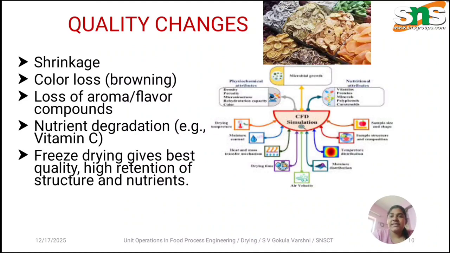Drying can cause several quality changes such as shrinkage, color loss or browning, loss of aroma and flavor components, and nutrient degradation, especially vitamin C. Among all the methods, freeze drying gives the best quality with maximum nutrient and structure retention.